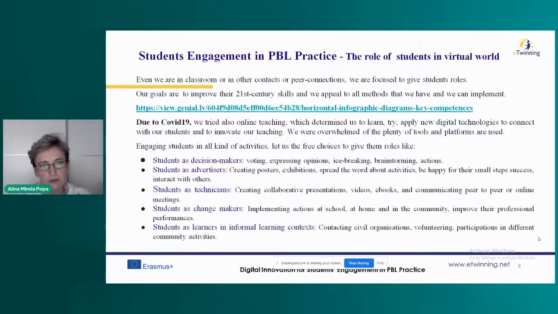So in PBL practice, usually you establish the plan of action for the project or the little work with students, over a period of time, but you can give them roles. Even in a classroom or in other peer connections, we have to give each other some tasks. The main goal for every teacher, for every instructor, is to improve 21st century skills. We want to develop these skills in students, but at the same time, we want to discover their inner talents and develop them.